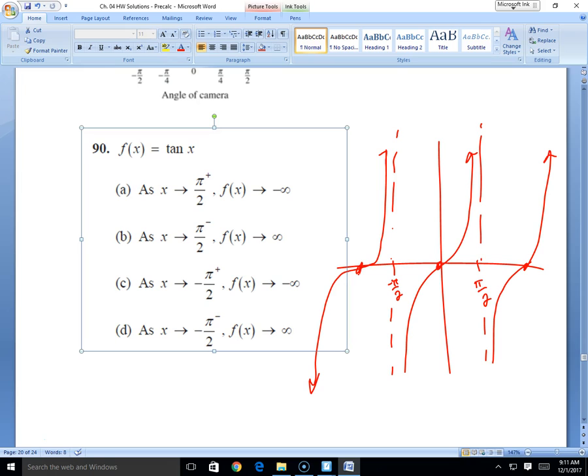The little minus sign in the exponent means take pi over 2, go a little bit before. Where's my graph? And where's he headed? Exactly.